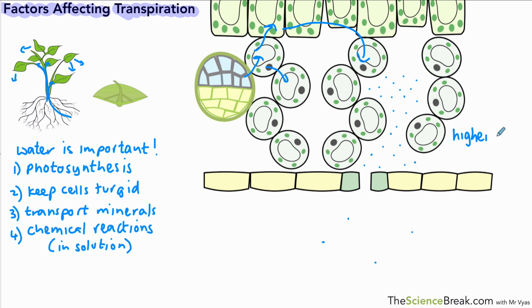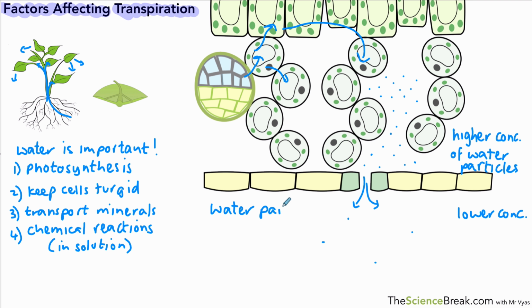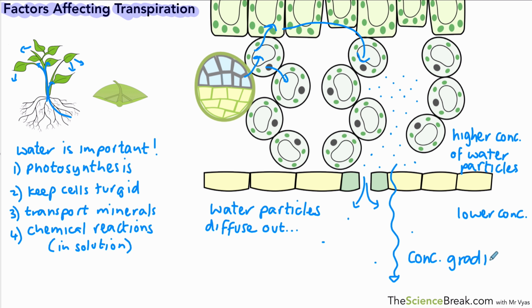So what we say is that the inside has a higher concentration of water particles compared to the outside. So we've got a higher concentration on the inside, and on the outside, we'll have a lower concentration. And if that's the case, what's going to happen is that water is going to exit through those pores that are called stomata, or one is called a stoma, but many are called stomata. And we have that through the process of diffusion. So the water moves out through the process of diffusion. We say there is a concentration gradient between the inside and the outside of the leaf.